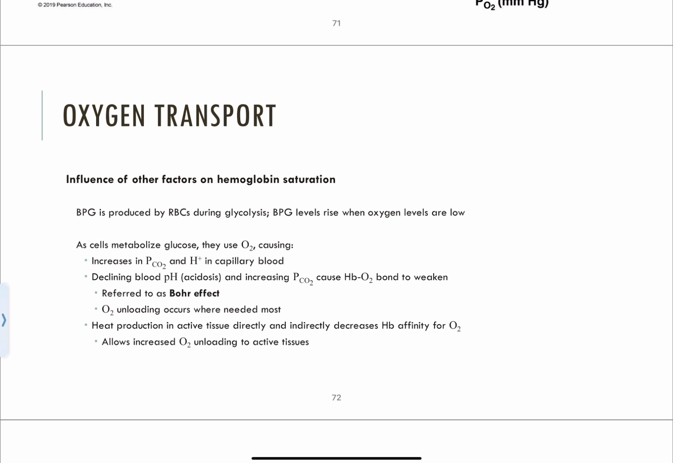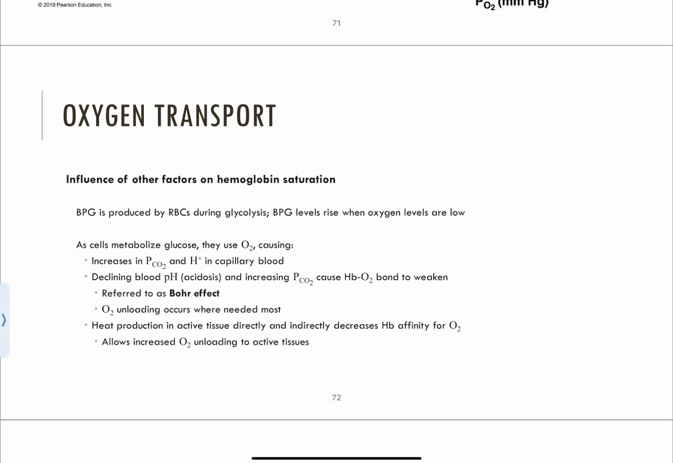Okay, other influences that can affect hemoglobin saturation. Like I mentioned before, this is kind of repetitive, but BPG is produced in red blood cells during glycolysis. That's the first stage in cellular respiration, or the production of ATP. Because it's a byproduct of cellular respiration, which requires oxygen, we're going to have high levels of BPG when we have low oxygen levels. As the cells metabolize glucose, they use the oxygen, causing an increase in all these waste products like carbon dioxide and hydrogen ions.